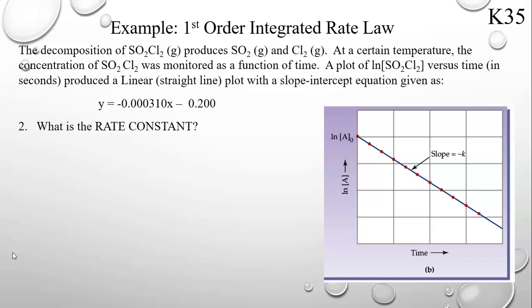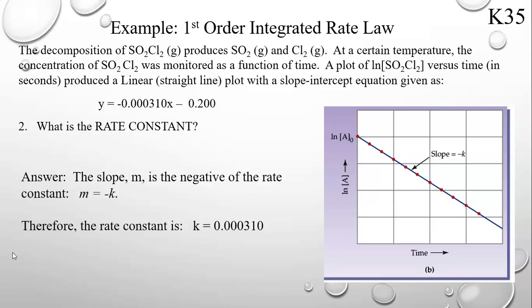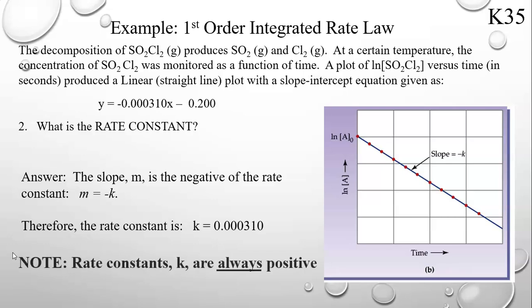Okay, there's the same question. Now it's asking what is the rate constant. So look at that equation. What's the rate constant? That's k. The answer is the slope m is the negative of the rate constant. So m equals negative k. So therefore the rate constant k is a positive number. Note, rate constants k are always positive numbers, so don't get tricked on that. It's not negative 0.000310. It's positive 0.000310.